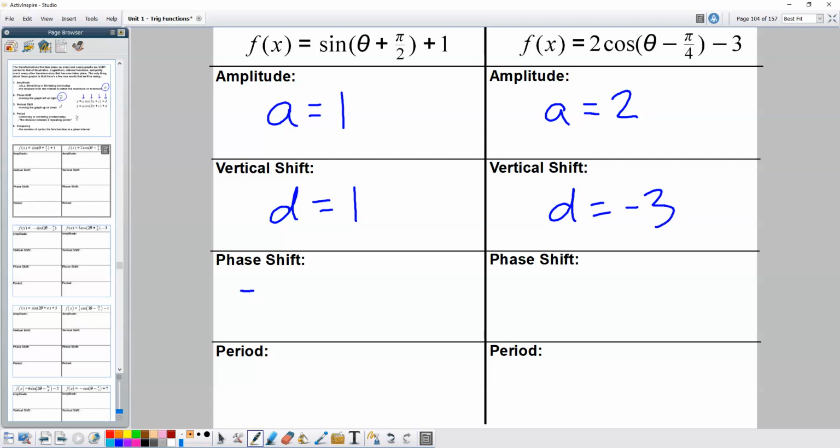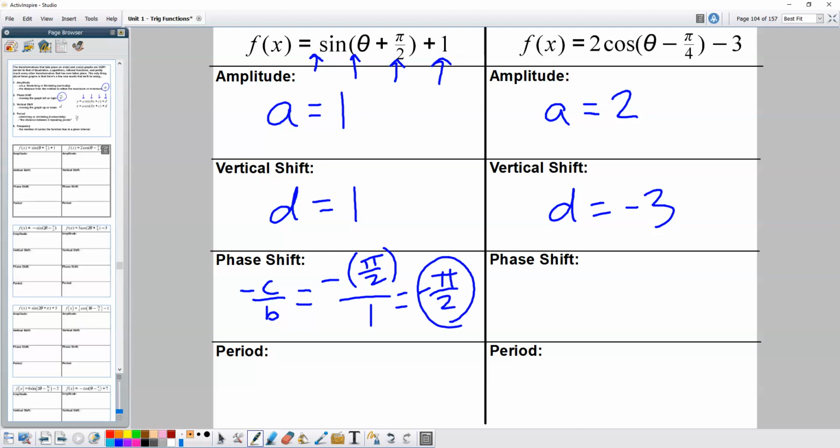Phase shift is negative C over B. So negative C over B, we've got A right here, B right there, C right there, and D right there. So negative C over B would be negative pi over 2 over 1, which is just negative pi over 2. Phase shift over here, negative C over B is equal to negative negative pi over 4 over 1, which is just positive pi over 4.